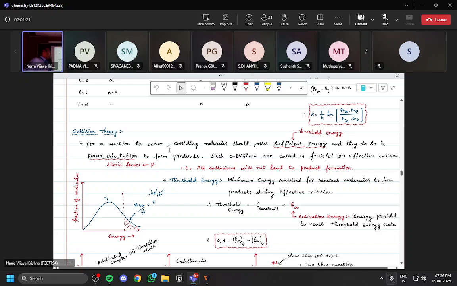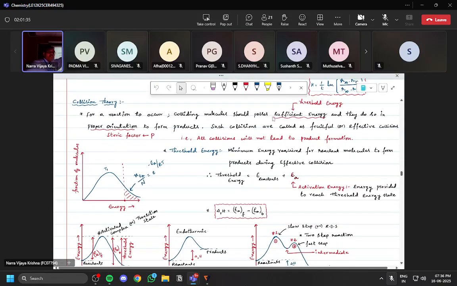For a reaction to occur, colliding molecules should possess sufficient energy and they do so in proper orientation to form products. Such collisions are called fruitful or effective collisions. All collisions will not lead to product formation, right? They should possess minimum energy. That minimum energy is called threshold energy. What do you mean by threshold energy? Minimum energy required for reactant molecules to form products during effective collision. And proper orientation, we also call it the steric factor P, right?